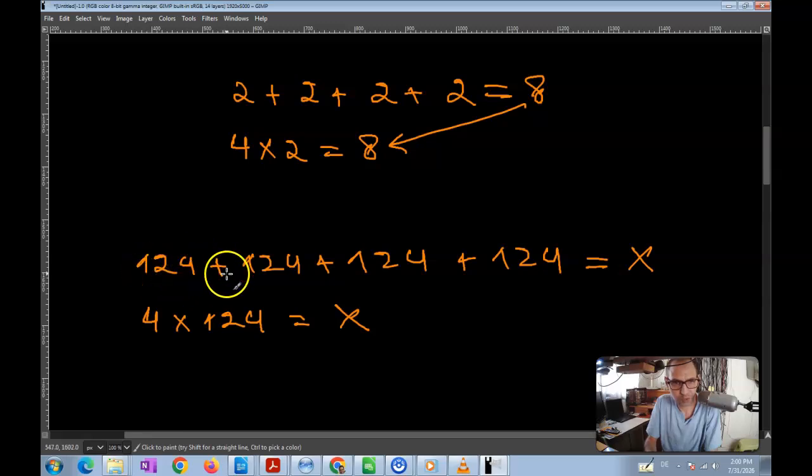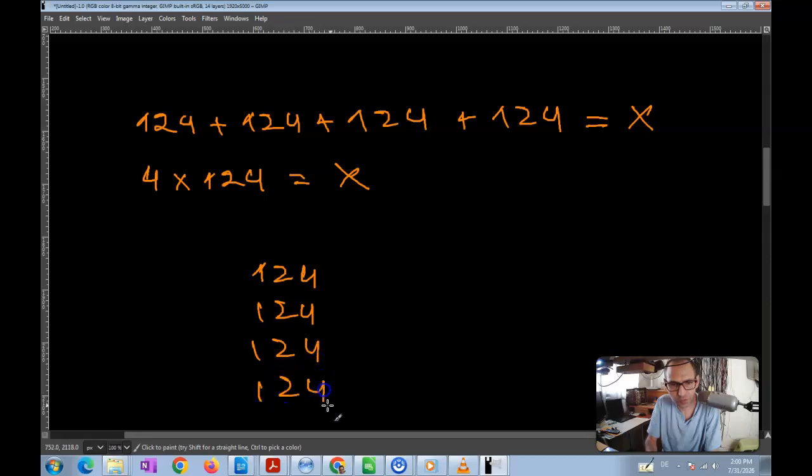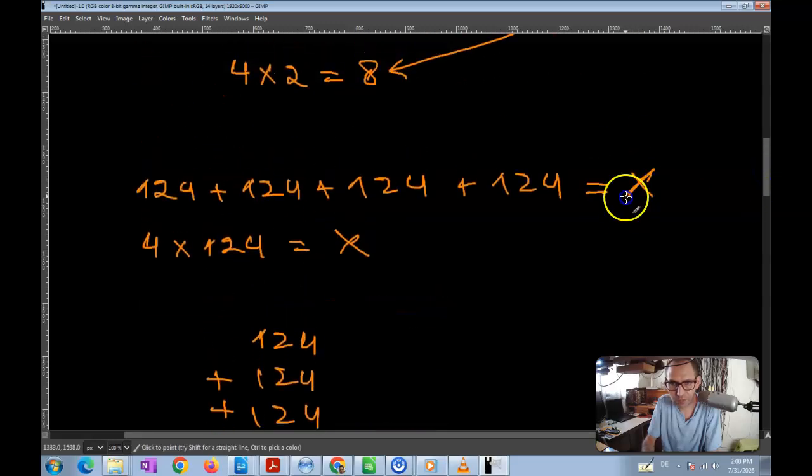But then 124 plus 124 plus 124 plus 124, that's not something you can do in your head. Even on a piece of paper you need to write it as 124, 124, 124, 124, and then add all of these together, and then you have some answer over here. The answer, you have to bring it here and also bring it here, and then that becomes your answer, right?